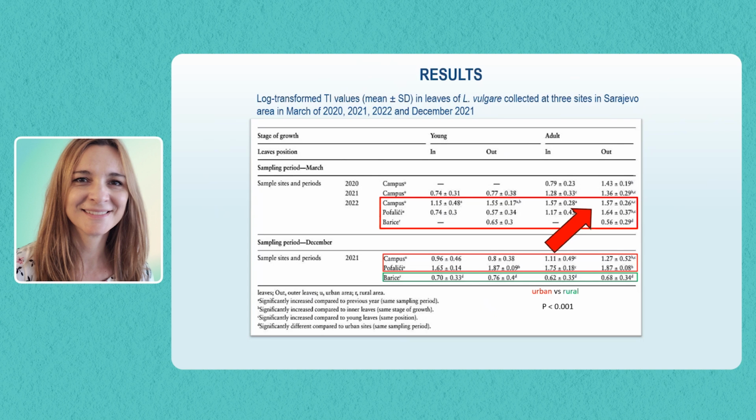So on this slide, you can see that when we compared 3 localities in 2 years, we had significant differences for the rural site, meaning that Barice had significantly lower DNA damage in leaves, especially in 2022. It was especially observed for the adult and outer leaves.